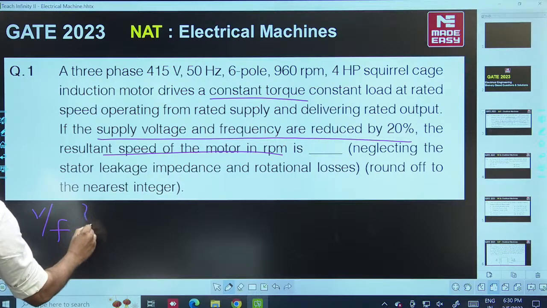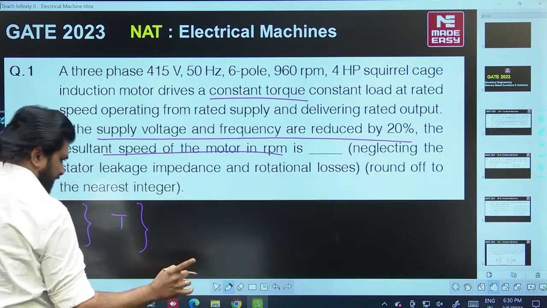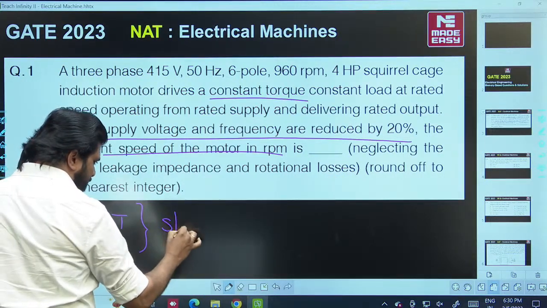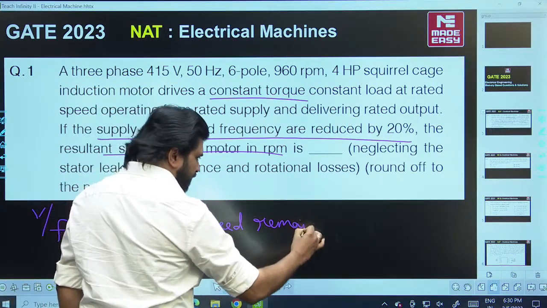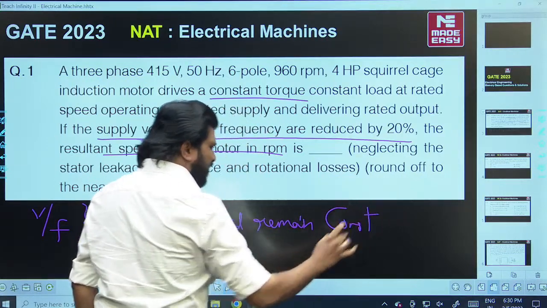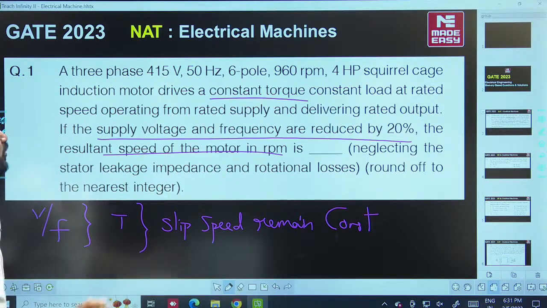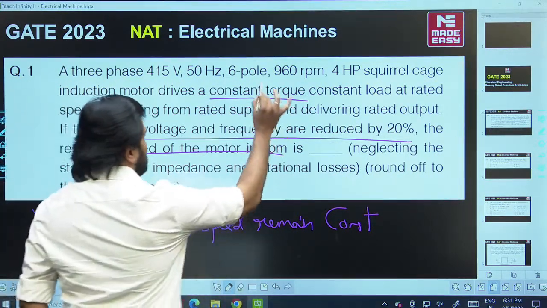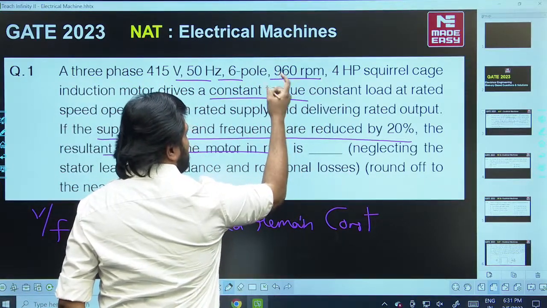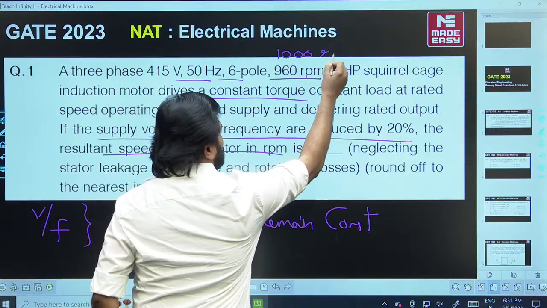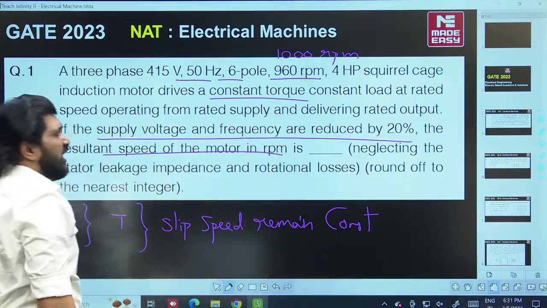In V by F speed control, when torque is constant, in the class I told you a line: slip speed remains constant. From this line you can simply solve the question. By seeing the data, no need to keep a pen, you can directly say the answer. First 50 Hz, 6 pole, 960 rpm. The synchronous speed is 1000 rpm. So the slip speed or the relative speed is 40 rpm.